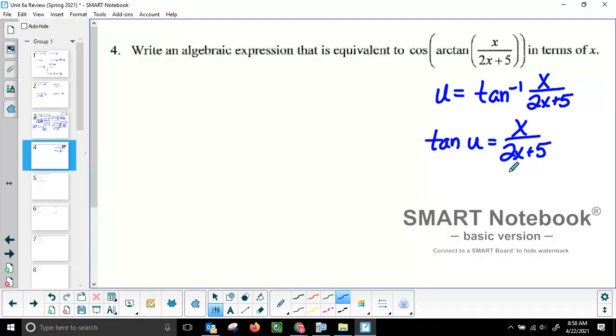Now I make a triangle. Now we don't know whether this is positive or negative. So why would we want to make it harder on ourselves? Let's make it easy. Say it's positive, put it in the first quadrant. It doesn't really matter which one you do because it all would depend on the x. So tangent is opposite over adjacent.